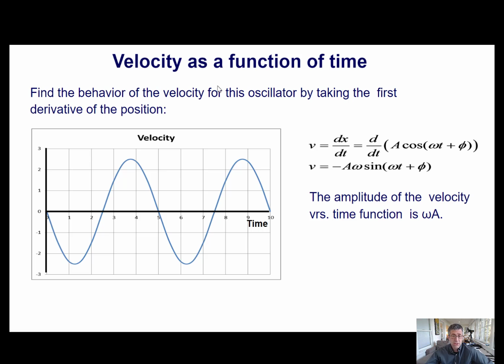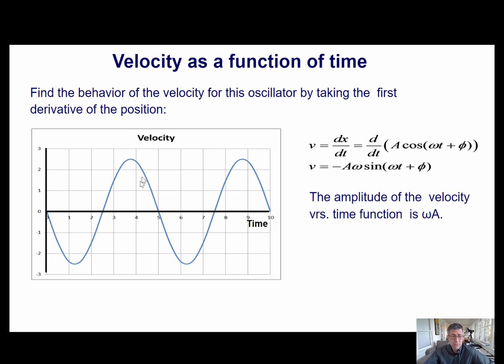Okay, so in addition to a position on a time graph, you can also look at velocity on a time graph. And again, velocity is the rate of change of position, so I can take the derivative of my original position function. When I take the derivative of a cosine function, it becomes a negative sine function. Notice that now omega shows up in the front when I take the derivative here. The sine function has a minimum and maximum of negative 1 and 1.